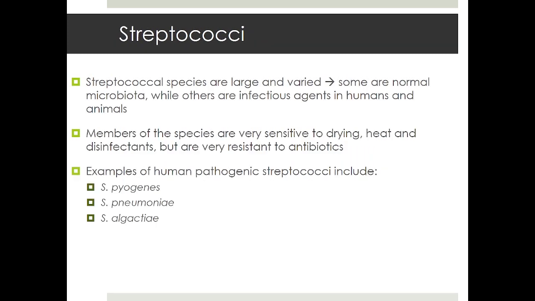Streptococci are another group that can be classified as either commensal or pathogenic. Sometimes both, right? We can have opportunistic commensal organisms that fall into this category.